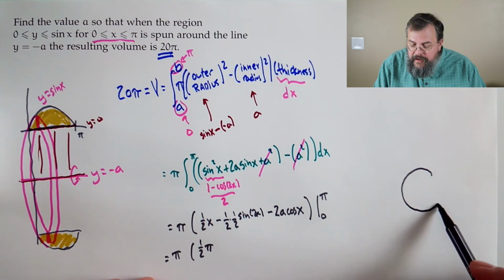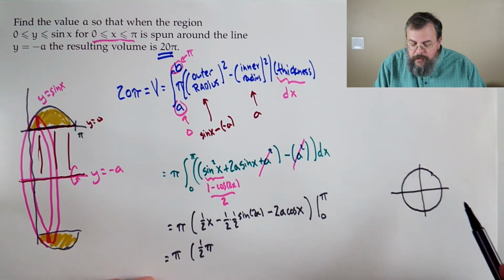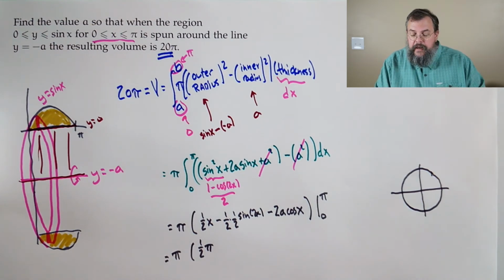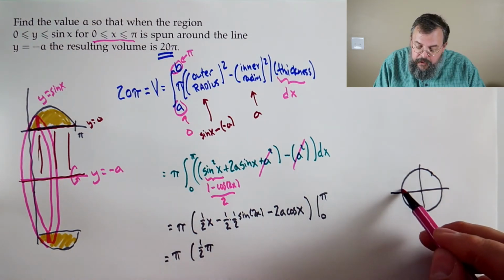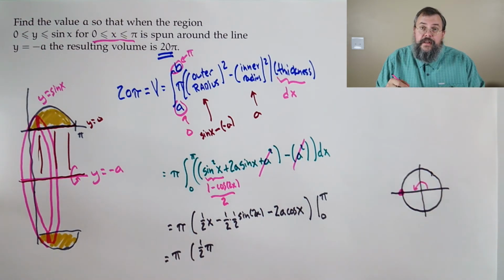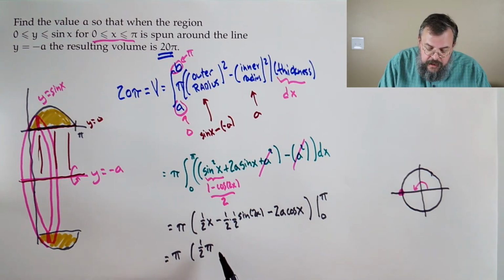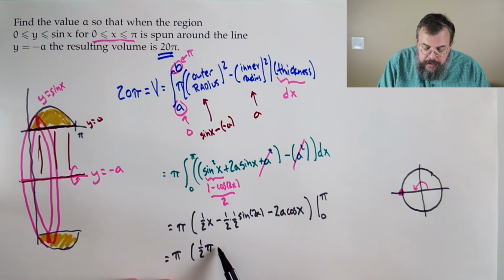So when we talk about the angles, we can really think about it in terms of the unit circle. So when we're talking about pi, that's going to be the point over here. And the cosine would be the x-coordinate. So that's why we say cosine of pi is -1. So -1 times -2a would make this a positive 2a, so plus 2a.